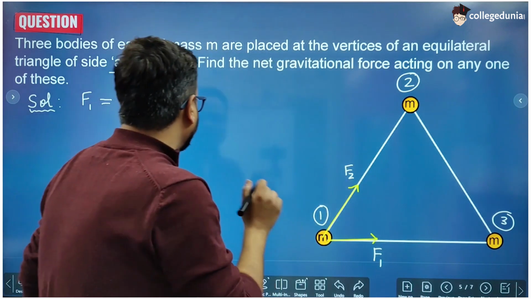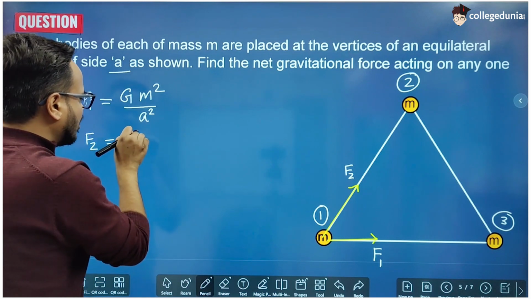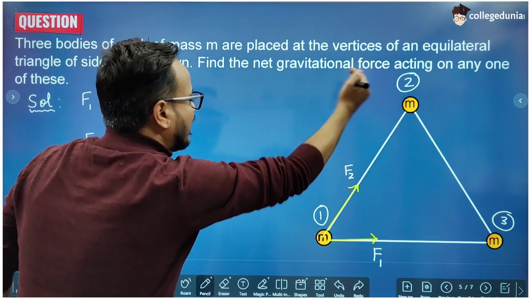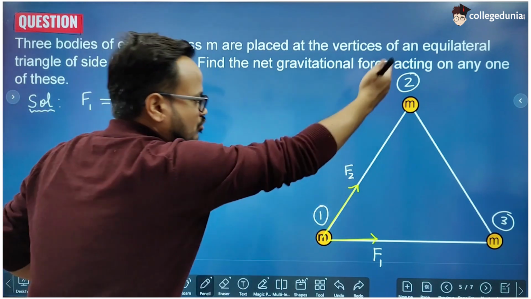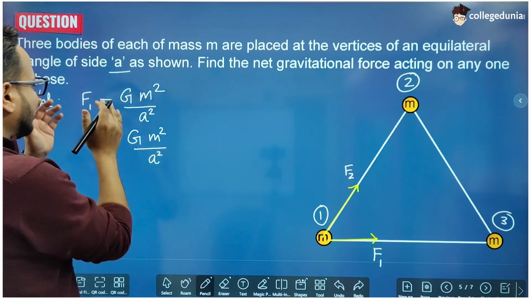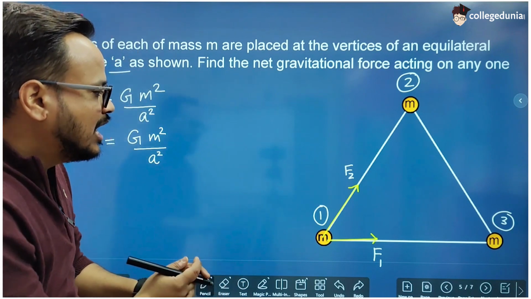So what is the magnitude of F2? Magnitude of F2 is G m into m, which is m square, divided by the square of the distance, which is a. So we can clearly see that the magnitude of F1 is equal to the magnitude of F2.